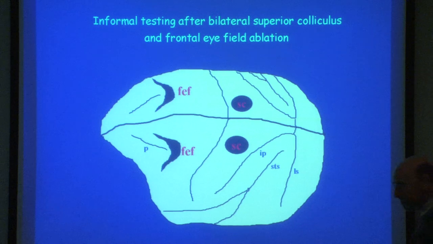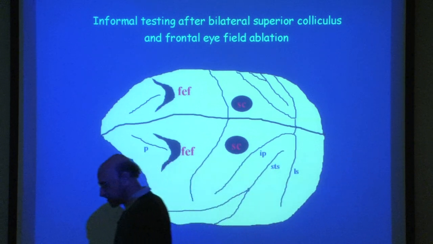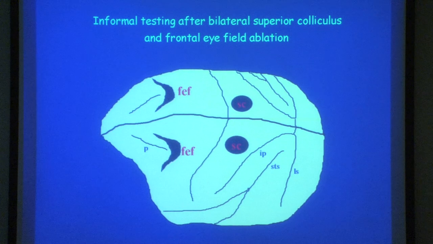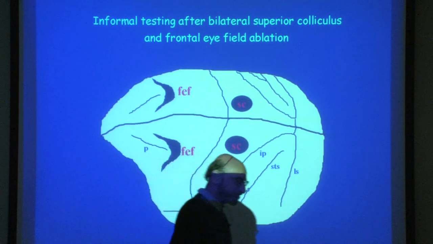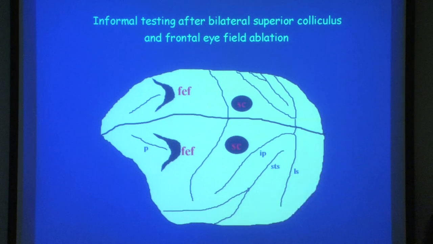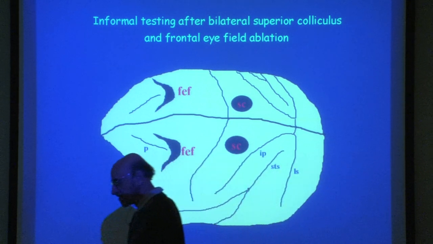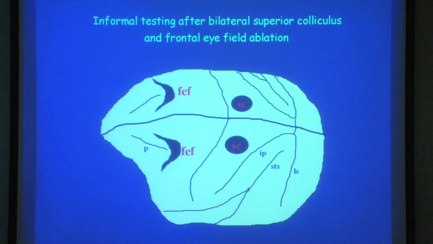So now the question is, what about when it comes to this eye movement control? We should do the same kind of experiment. We should remove the colliculus, which supposedly eliminates the posterior system, and then we should remove the frontal eye fields bilaterally, which eliminates the anterior system. So now the question is, what happens when you do that? And again, we're going to turn to the informal test, meaning we're going to take a movie of the monkey who has these areas removed.